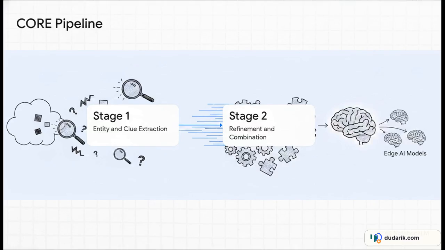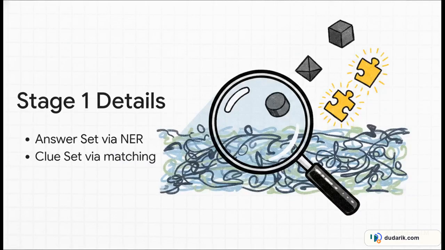Stage 1 handles entity and clue extraction, and Stage 2 handles refinement and combination. Let's break down what happens in each. Okay, so in Stage 1, Core uses these really lightweight tools to scan the text for concrete facts, things like names, dates, and locations, using named entity recognition. That forms what they call the answer set.